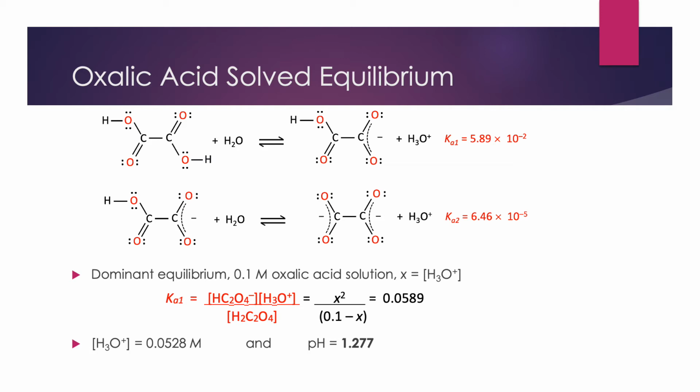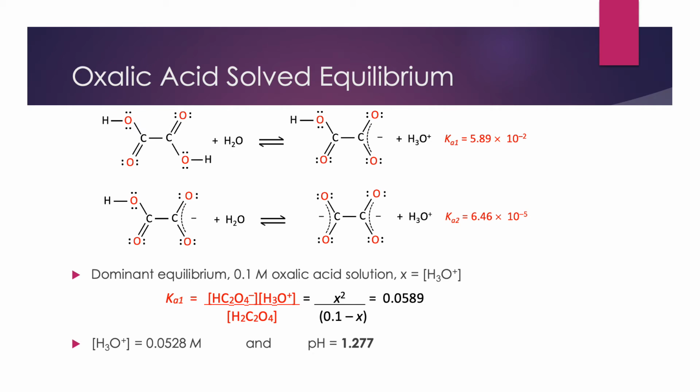Now, let's suppose that we want to determine what the pH value would be for oxalic acid in an aqueous solution. So we're going to start with a 0.1 molar oxalic acid solution, and we need to figure out what the hydronium ion concentration is. So that's what we'll set our variable x to be. Now, if we write out the equilibrium expression for Ka1, that's going to be the hydrogen oxalate ion times the hydronium ion divided by the original oxalic acid concentration. And it's just a standard equilibrium problem that we're going to solve here.